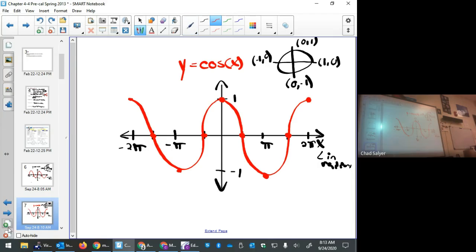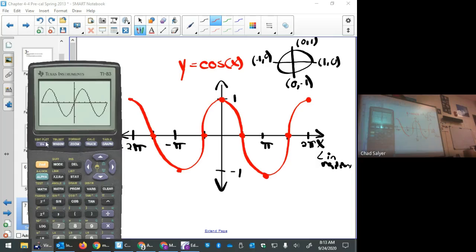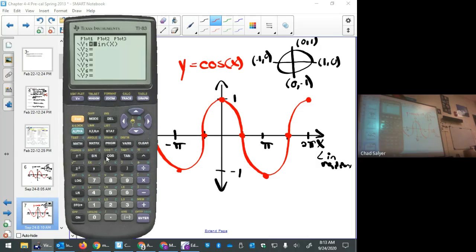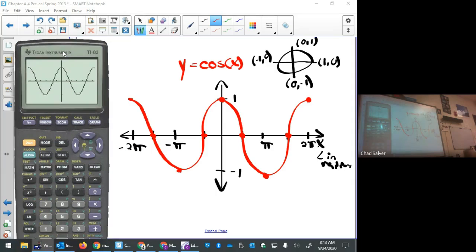All right. The calculator, can it do the cosine? Yes. But it's boring. It's more fun to do it yourself.